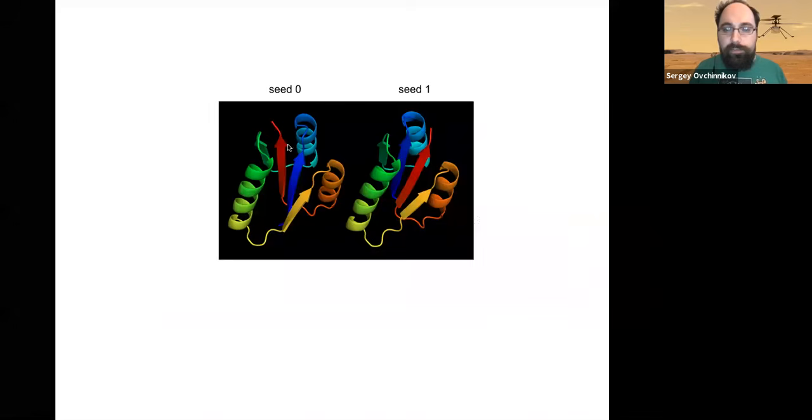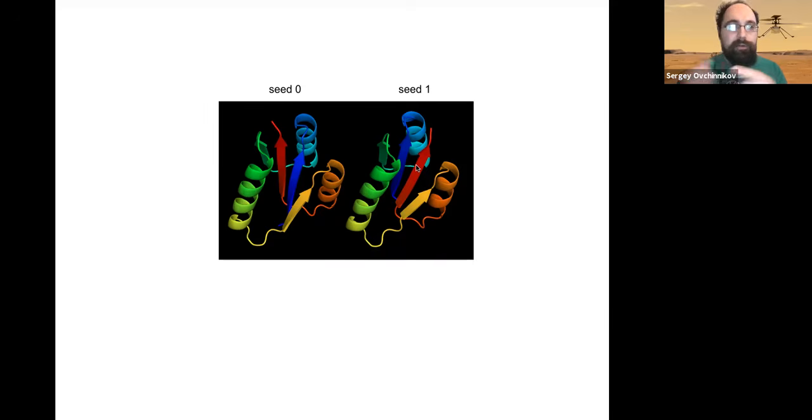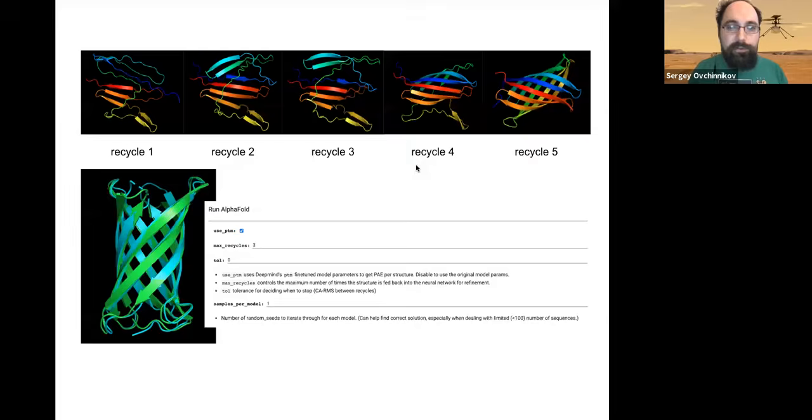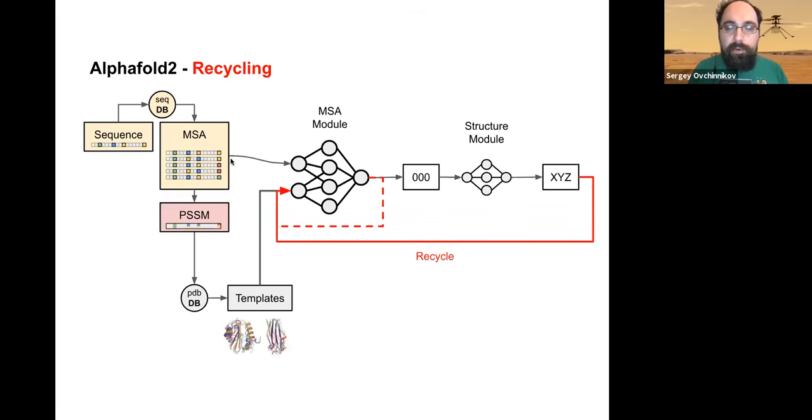This is, for example, with seed 0, you got these two sheets here, and then with seed 1, these sheets flipped over. One thing that I forgot to mention is that one of the inputs, the MSA, is sort of being clustered and then passed to the MSA module. But there is a random seed that's involved here in the clustering aspect.